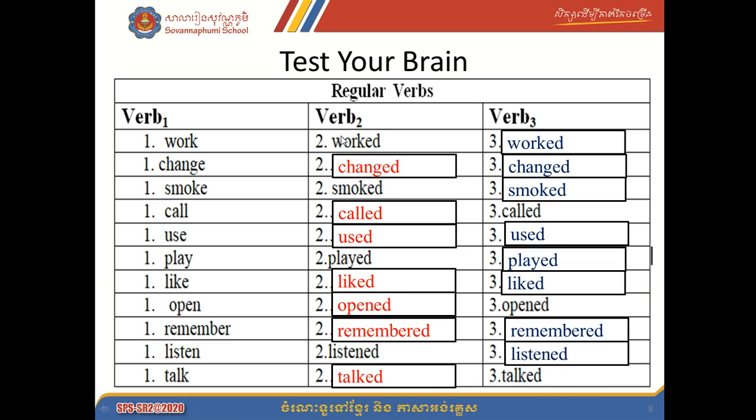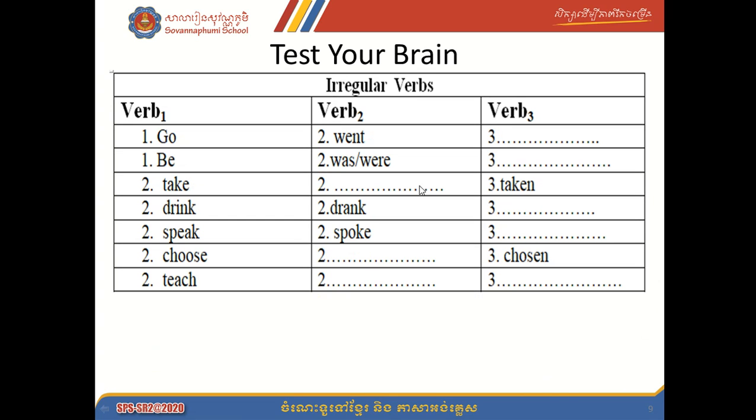Okay, so you can notice that for regular verbs, from verb 1 to verb 3, you just need to add -ed at the end of the verb. Okay, move to another slide. Now, irregular verbs. So go, went, gone. Be, was, were, and then been.